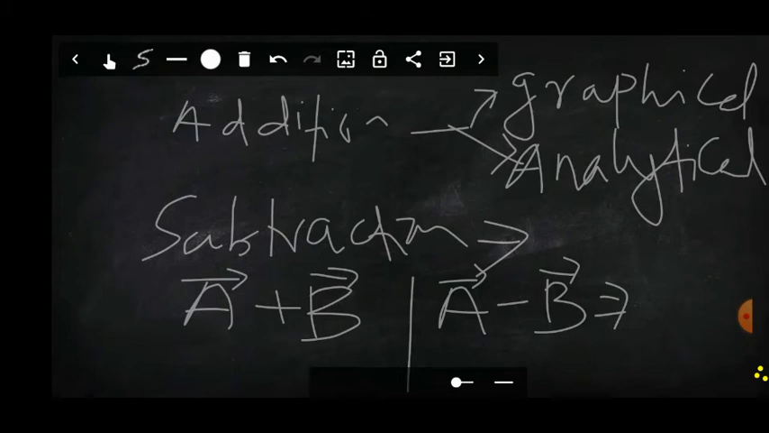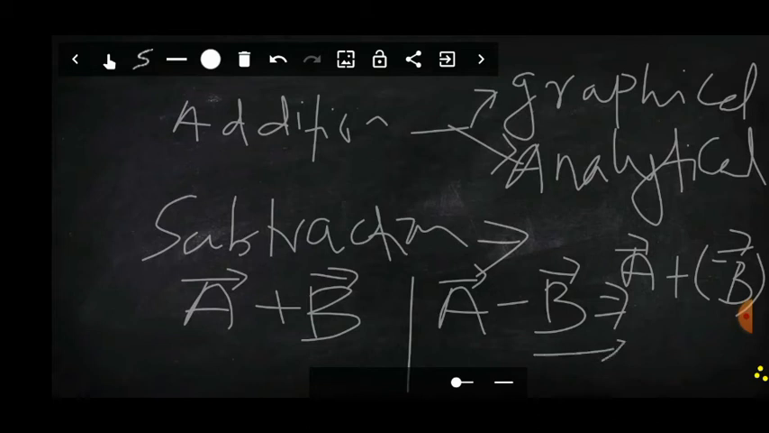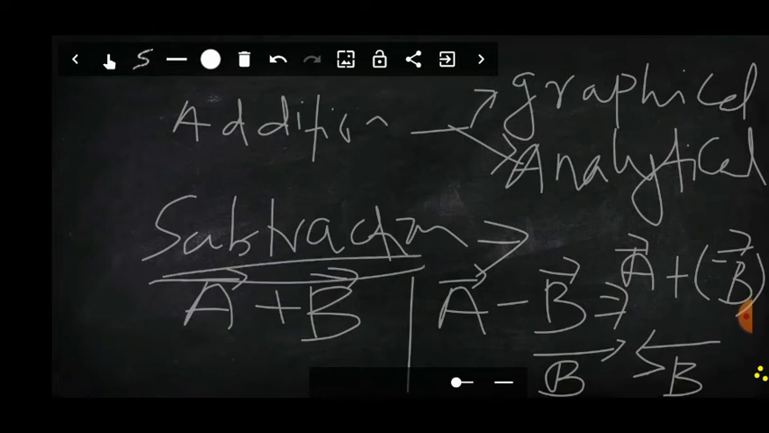How? In order to subtract vector b from a, we just add vector a plus the negative vector of b. How can we obtain the negative vector? Suppose this is vector b, then the negative vector means the same magnitude but with the direction reversed. That gives the negative of that vector, minus b. So just adding the negative of that vector gives the subtraction result. So through addition we can carry out the subtraction.